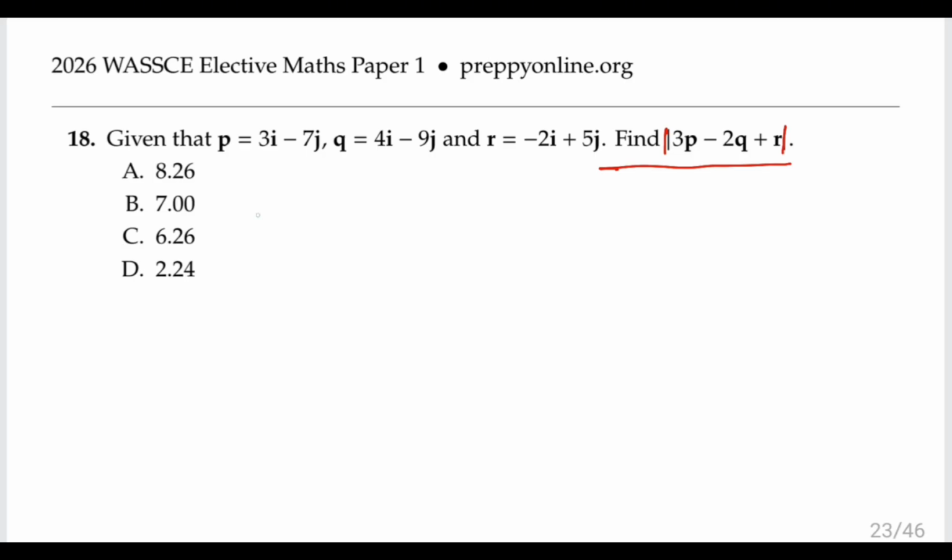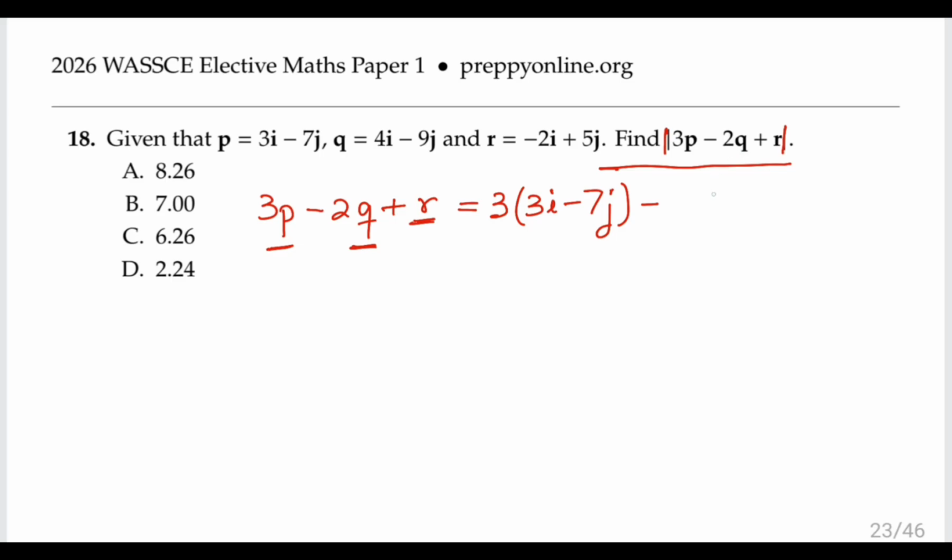So here we start by finding this vector. Because they are vectors, we may want to write them so that it's clear that they are vectors. We normally underline so that you know that these are not ordinary letters. They represent vectors. All right. So 3p is going to be 3 times 3i minus 7j. I'm not going to underline these ones.